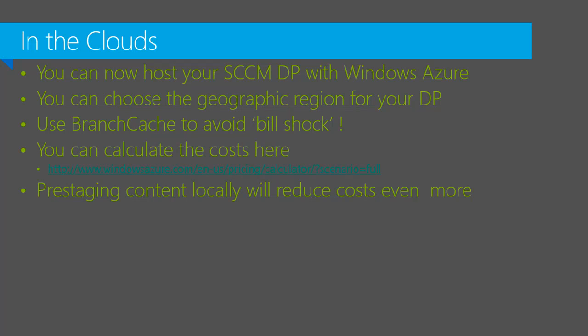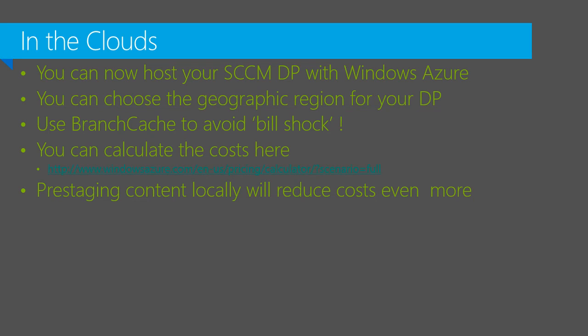You can choose the geographic location to a point, which will also help. But also, if you use branch cache, you can effectively save money, because as you know, with the Azure pay-as-you-go model, the more data you download, the more data you transfer, the more you're going to pay. So we're going to use branch cache to avoid bill shock, should we say, in that scenario, because if you have a bunch of SCCM clients all pulling OS updates from your Azure server, you'll soon run out of cache.